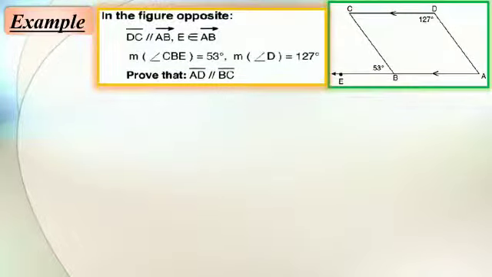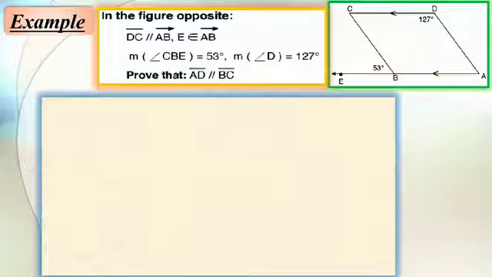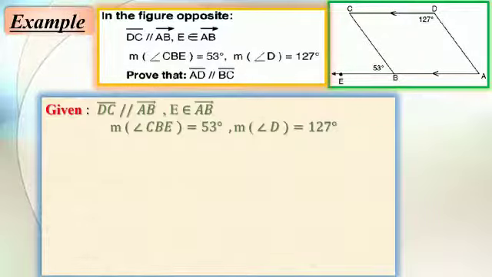Another example, in the opposite figure, CD is parallel to AB and EB belongs to AB. The measure of angle CBE equals 53 degrees and the measure of angle D equals 127. Prove that AD is parallel to BC. Okay, now, how to make this proof? Number one, our given: DC is parallel with AB and EB belongs to AB, the measure of angle CBE equals 53 degrees and the measure of angle D equals 127 degrees. Required: AD is parallel with BC.